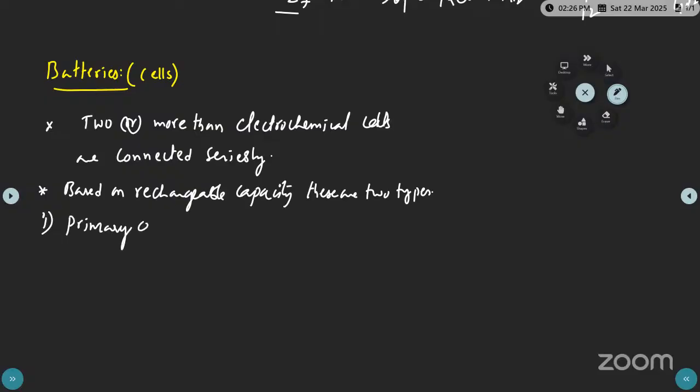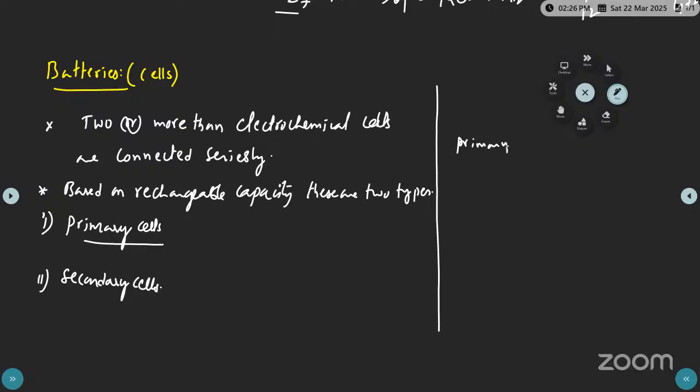These batteries are of two types. The first one is primary cells, and the second one is secondary cells. Secondary cells are secondary batteries. So what are primary cells?